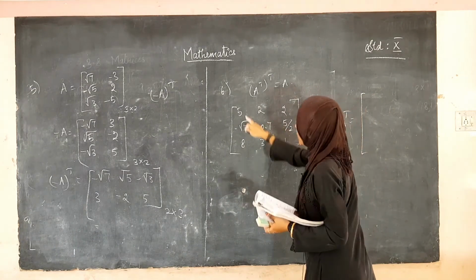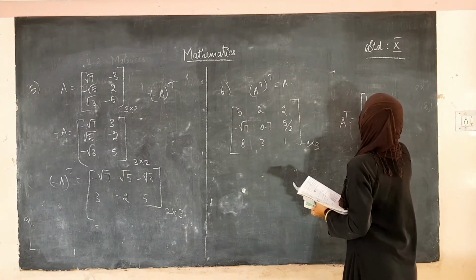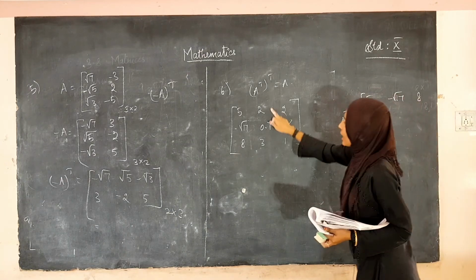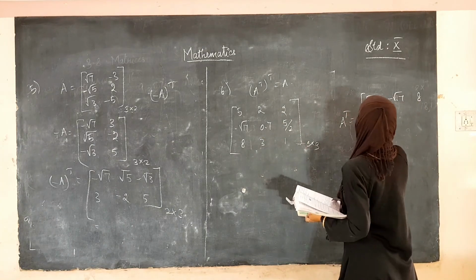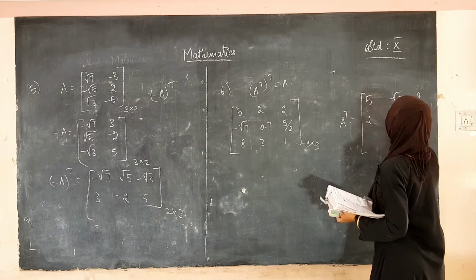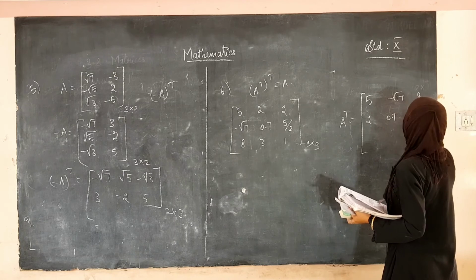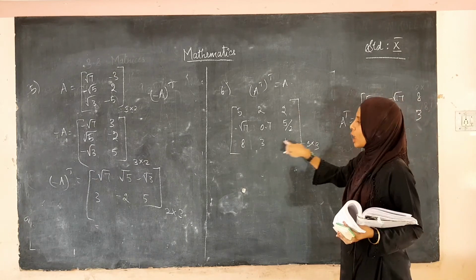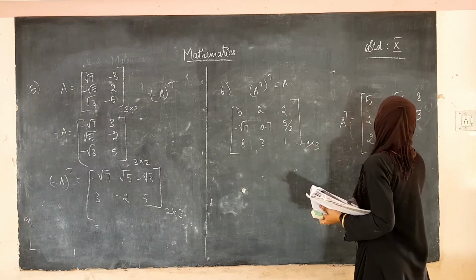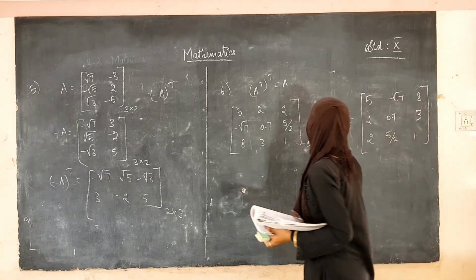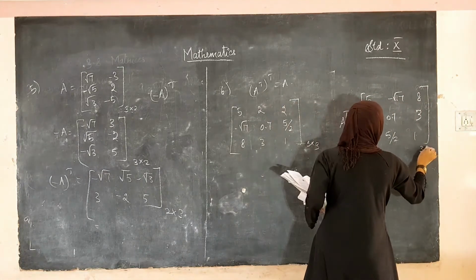See here, this column changes to the row: 5, minus root 17 and again, and the second column changes to the second row: 2, 0.7 and then 3, and again this third column changes to the third row: 2, 5 divided by 2 and 1. This is the A transpose. This is also of the order 3 cross 3.